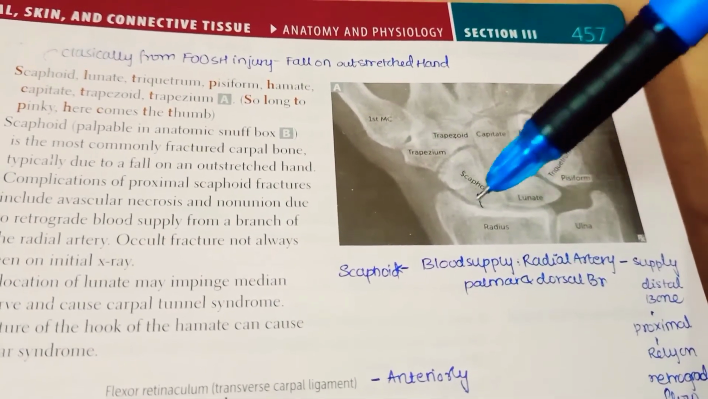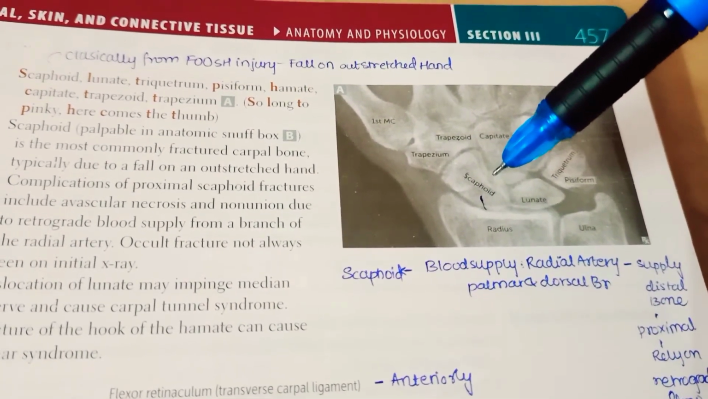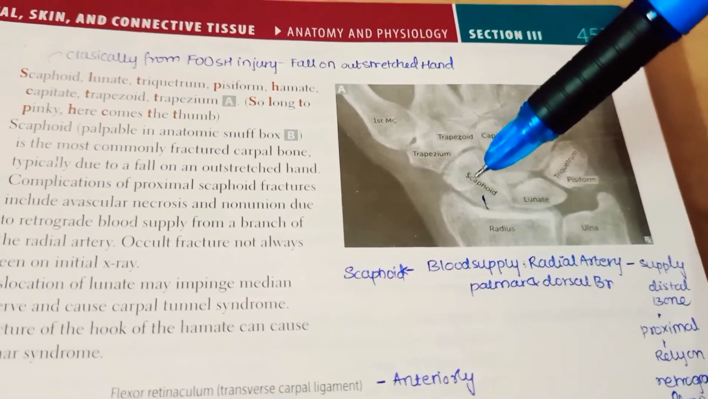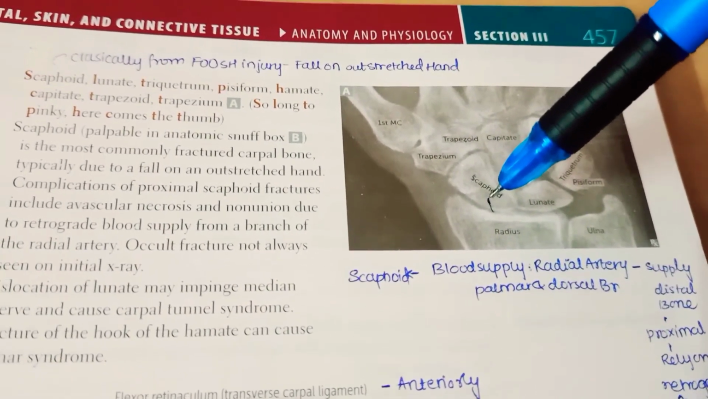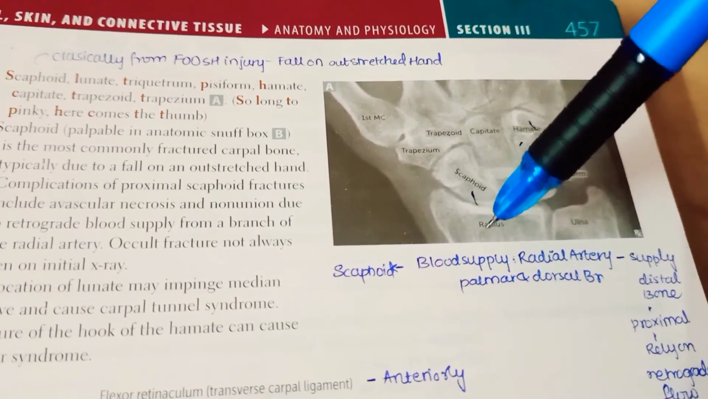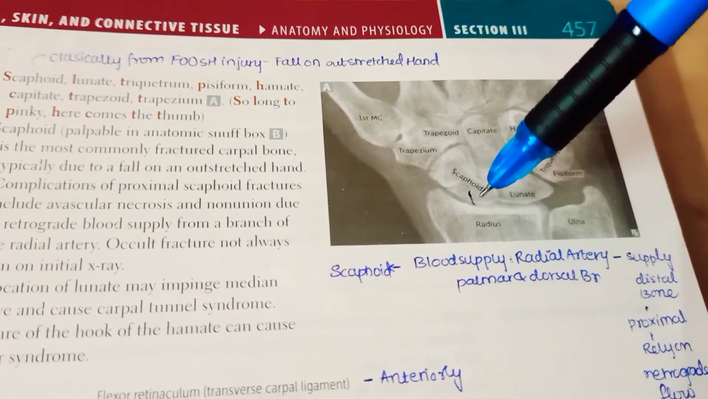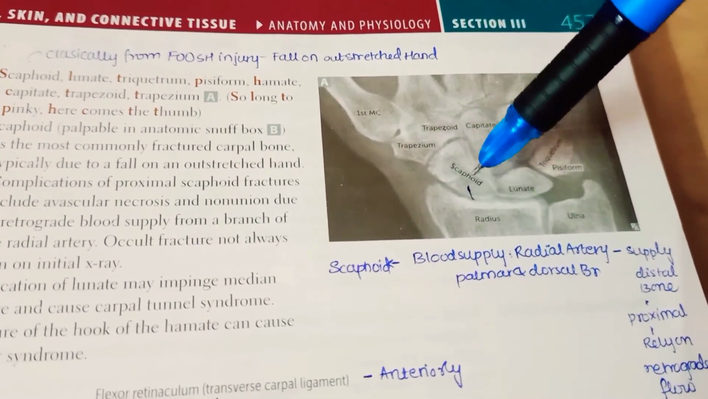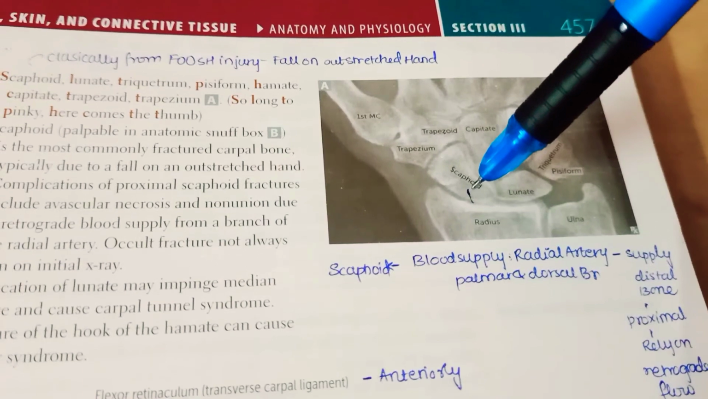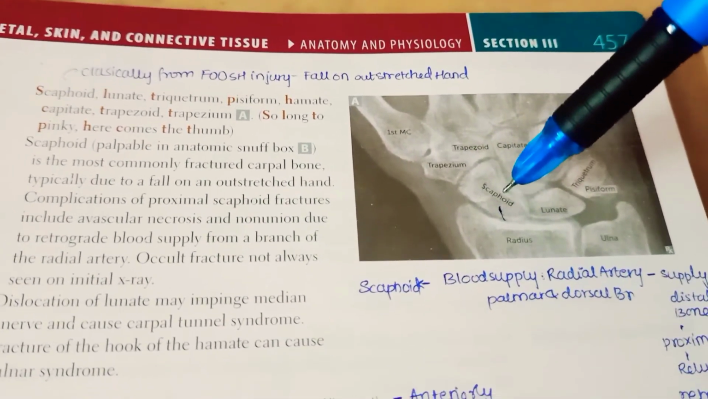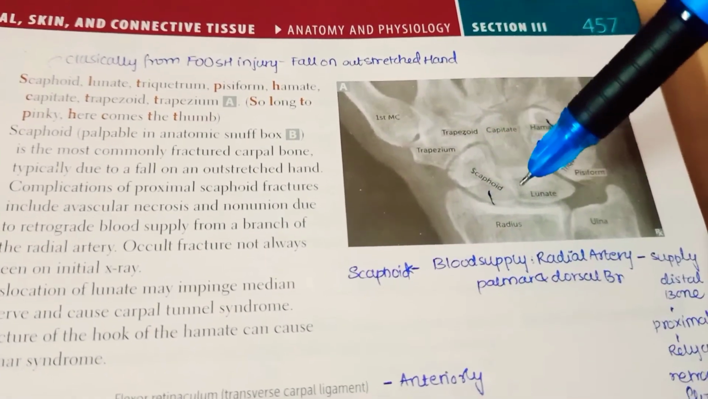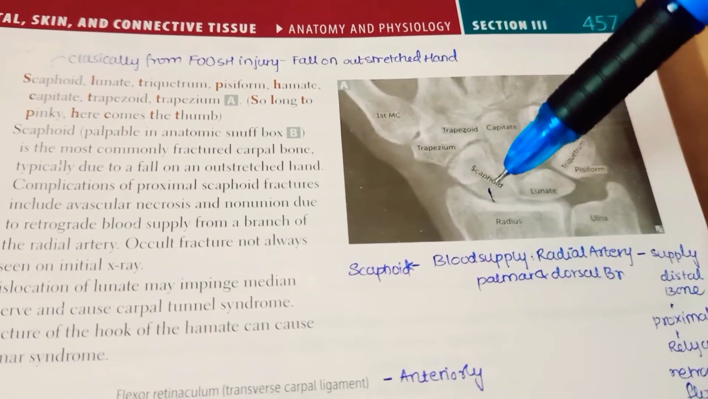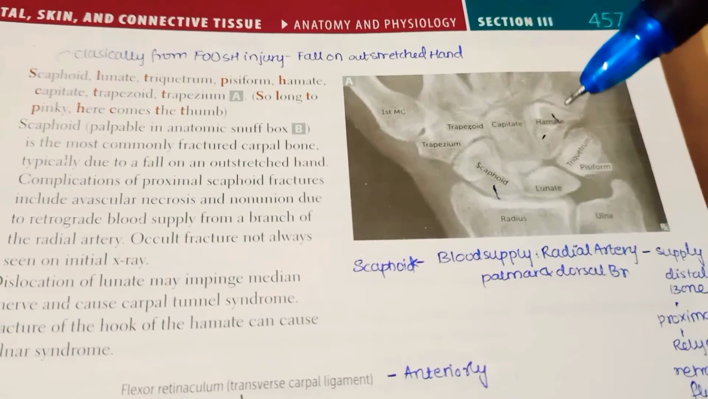Especially the complications of scaphoid fractures include avascular necrosis and also non-union due to the retrograde blood supply from a branch of the radial artery. Here you can see the radius, so you can remember the radial artery supplies the scaphoid, proximal part and distal part, but the proximal part is mainly dependent on the retrograde blood supply. So this may lead to non-union and avascular necrosis. Occult fractures are not always seen on X-ray. You can't see occult fractures on X-ray.